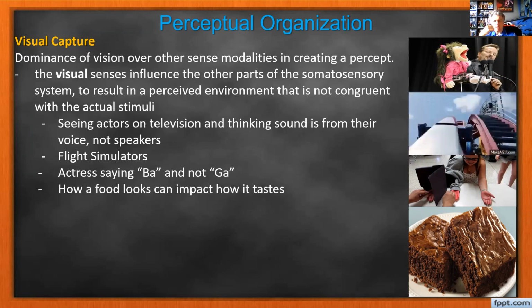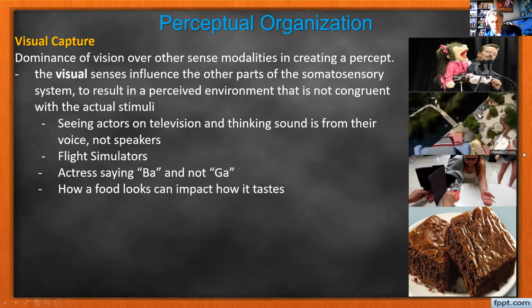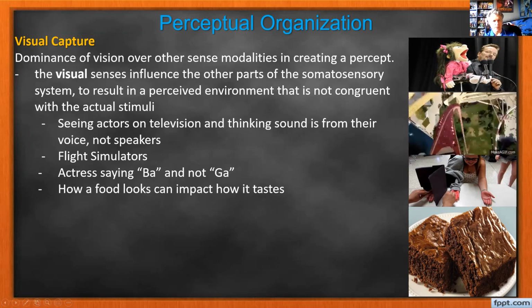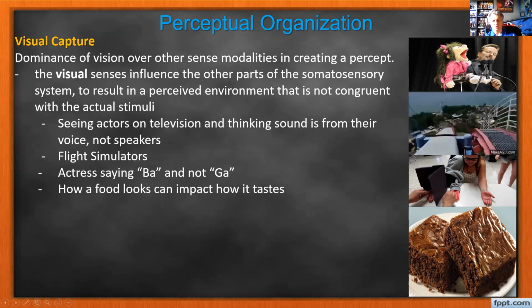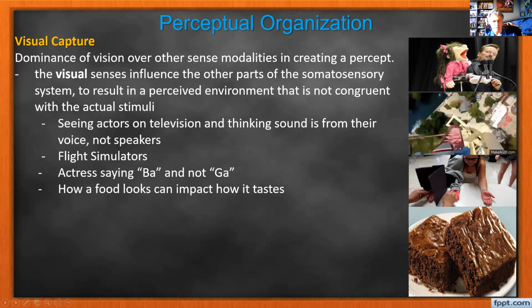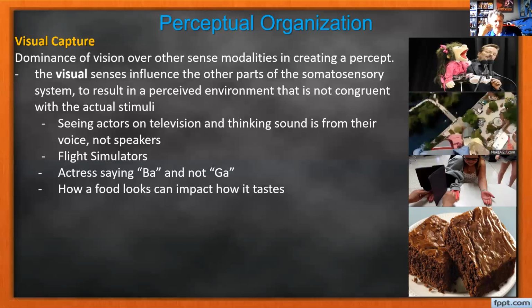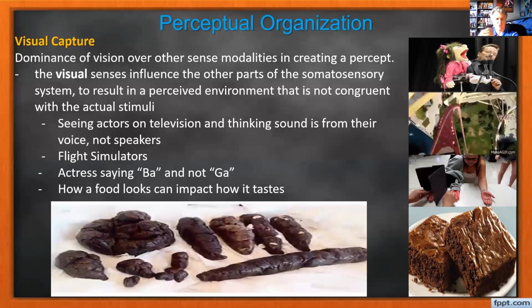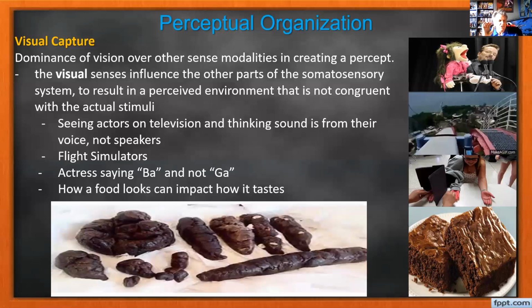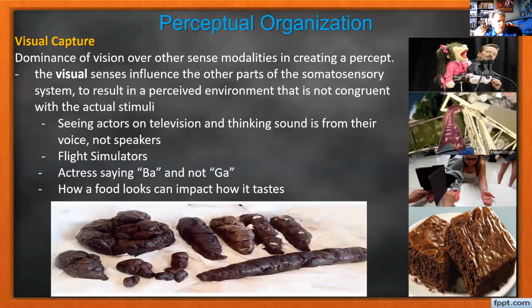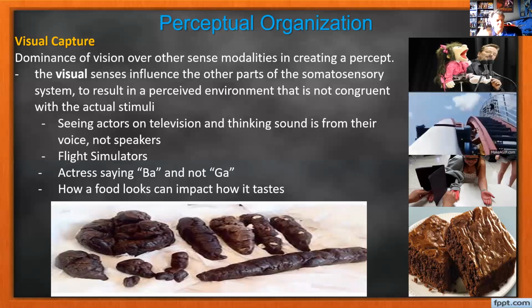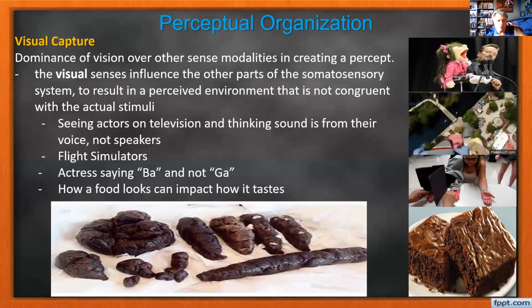How a food looks can impact how it tastes. We take a look at these delectable brownies right there, and oh, they're fantastic. They're gorgeous. Get that crunchy little top. I can just taste that chocolate going in my mouth. And my classical conditioning, it's got the salivation going. But if I show you these brownies, it looks like poop. And therefore, that's going to have an impact on taste, as we talked about before.